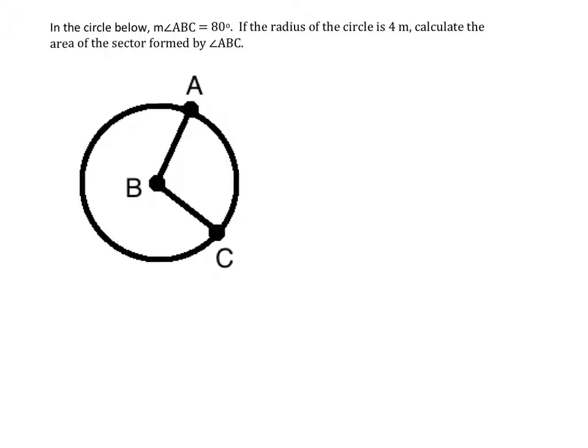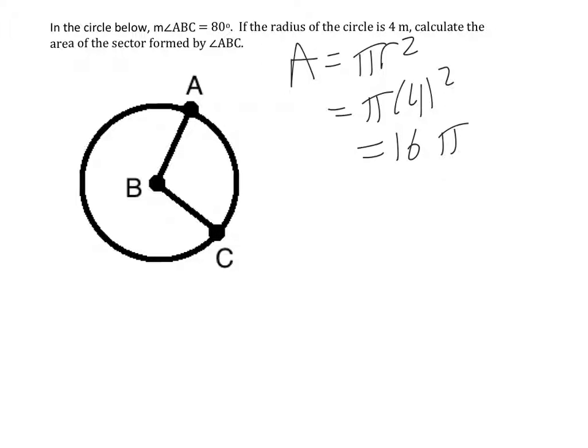Alright, here are the same problems that we did with the equations, but now we're just going to approach it from a proportions standpoint. The same deal, you're trying to find the area, if you can, right away, pi r squared. So you say, okay, the area is pi times 4 squared, so that ends up being 16 pi. So the full area is 16 pi, and we're trying to find the area of the sector, which represents 80 degrees. So we set up a proportion.